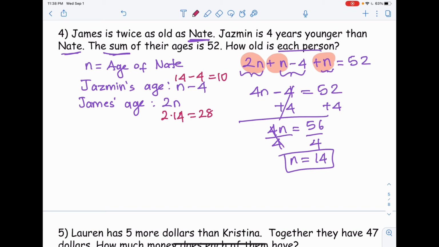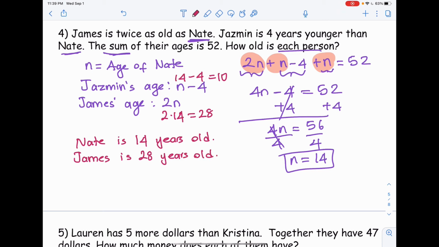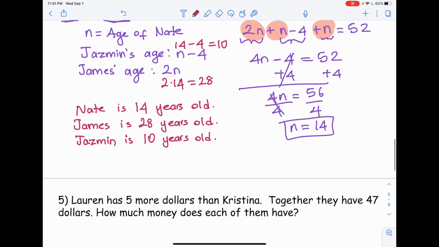Then let's write down our complete sentence. Nate is 14 years old. Done. James is 28 years old. And then finally, Jasmine is 10 years old. Next question.